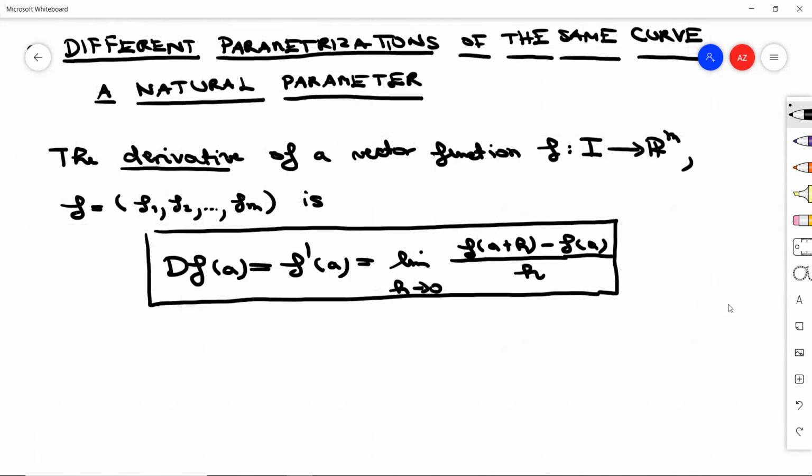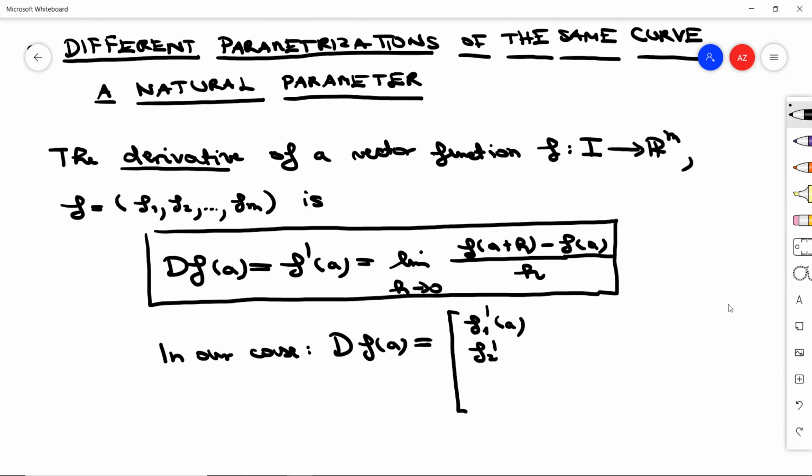So in our case, df of a is then a vector with components which are just usual derivatives of the coordinate functions. So the derivative of f1 in the point a, derivative of f2 in the point a, and so on.